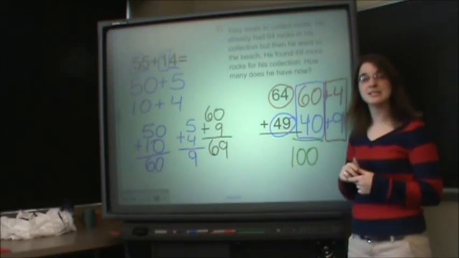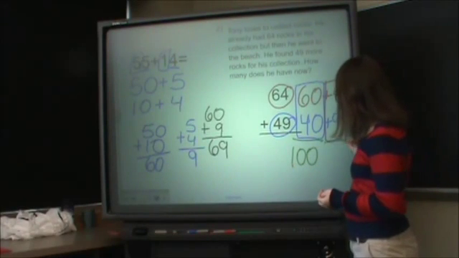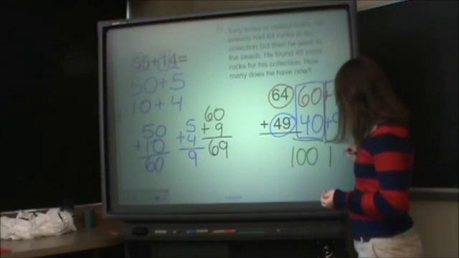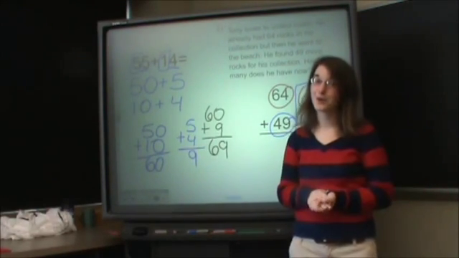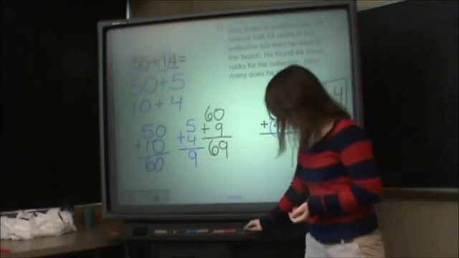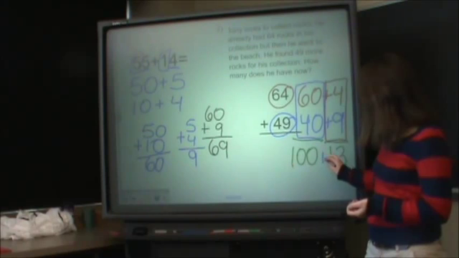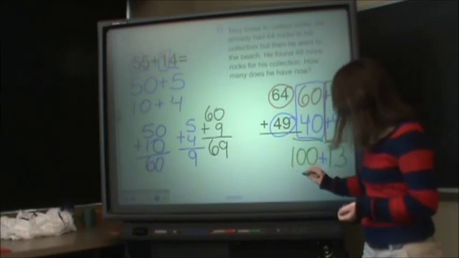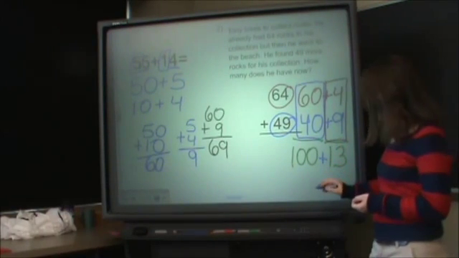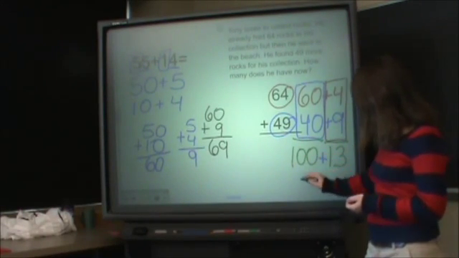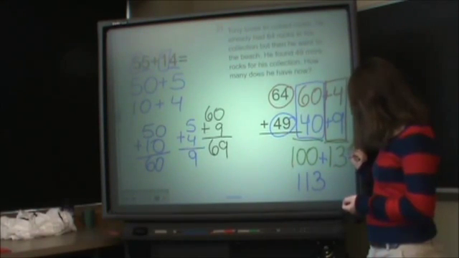And what's 4 plus 9? We can use our basic facts or we can count up for this one. We know that it's going to be 13. Are we done now? No, we're not. We still have one more step. We need to add 100 plus 13 because this is only the sum of our tens place and this is only the sum of our ones place. So 100 plus 13 is going to equal 113.